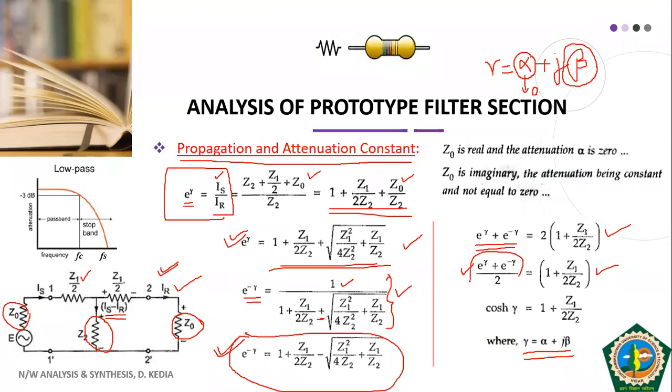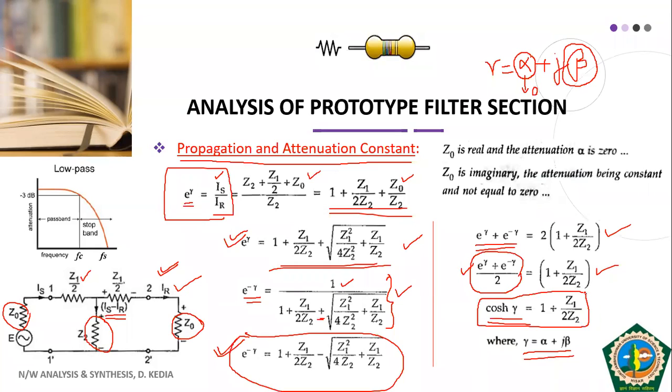Now I hope you are able to recognize this, because all of you have studied mathematics. So e raised to power gamma plus e raised to power minus gamma by 2 is nothing but cos hyperbolic gamma. Cos hyperbolic, sine hyperbolic, you already know. So cos hyperbolic gamma is 1 plus z1 by z2. This is the second important formula that you have to memorize. One is the last one, that is z naught is equal to under the root z1 square by 4 plus z1 z2, and second is this one.